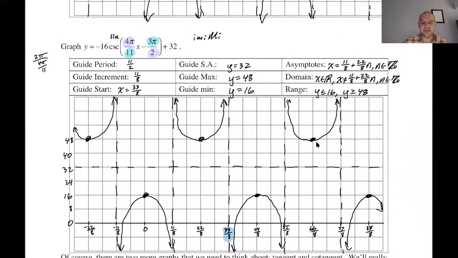So I'm going to stop here, come back in the next one. We're going to talk about tangent and then cotangent, and I hope to see you there.